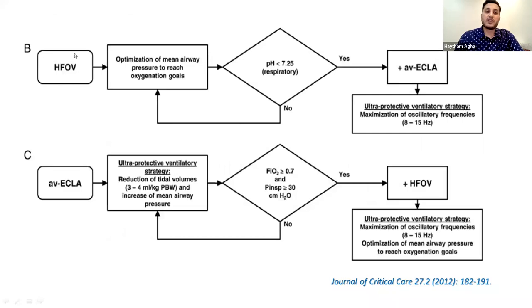If you have a patient already on high frequency oscillatory ventilation, but you have persistent respiratory acidosis, at that time you can use AV ECMO in addition to the high frequency ventilation. If you have a patient on AV ECMO and you are using an ultra protective ventilatory strategy, with low tidal volume and high PEEP pressure, here you can use high frequency ventilation to minimize the lung injury caused by conventional mechanical ventilation.